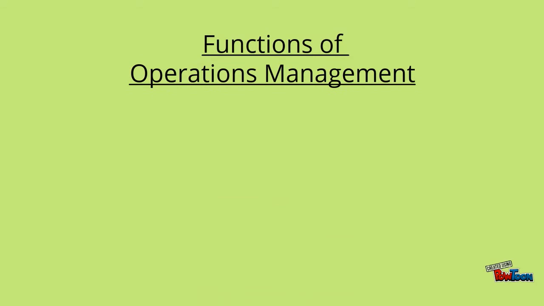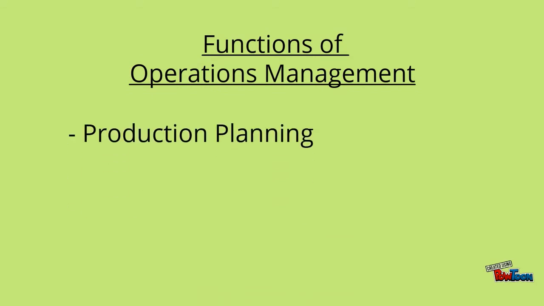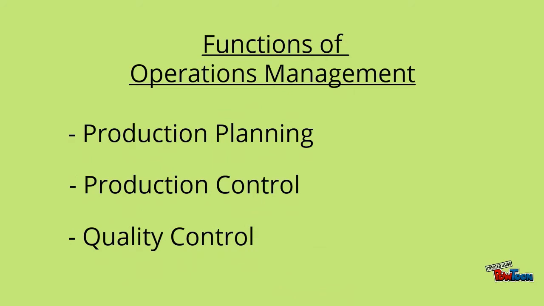Operations managers are involved in production planning to determine how the production process should be set up, production control to ensure that production is running smoothly and efficiently once it's underway, and quality control to make sure that the goods being produced meet the required specifications and quality standards.